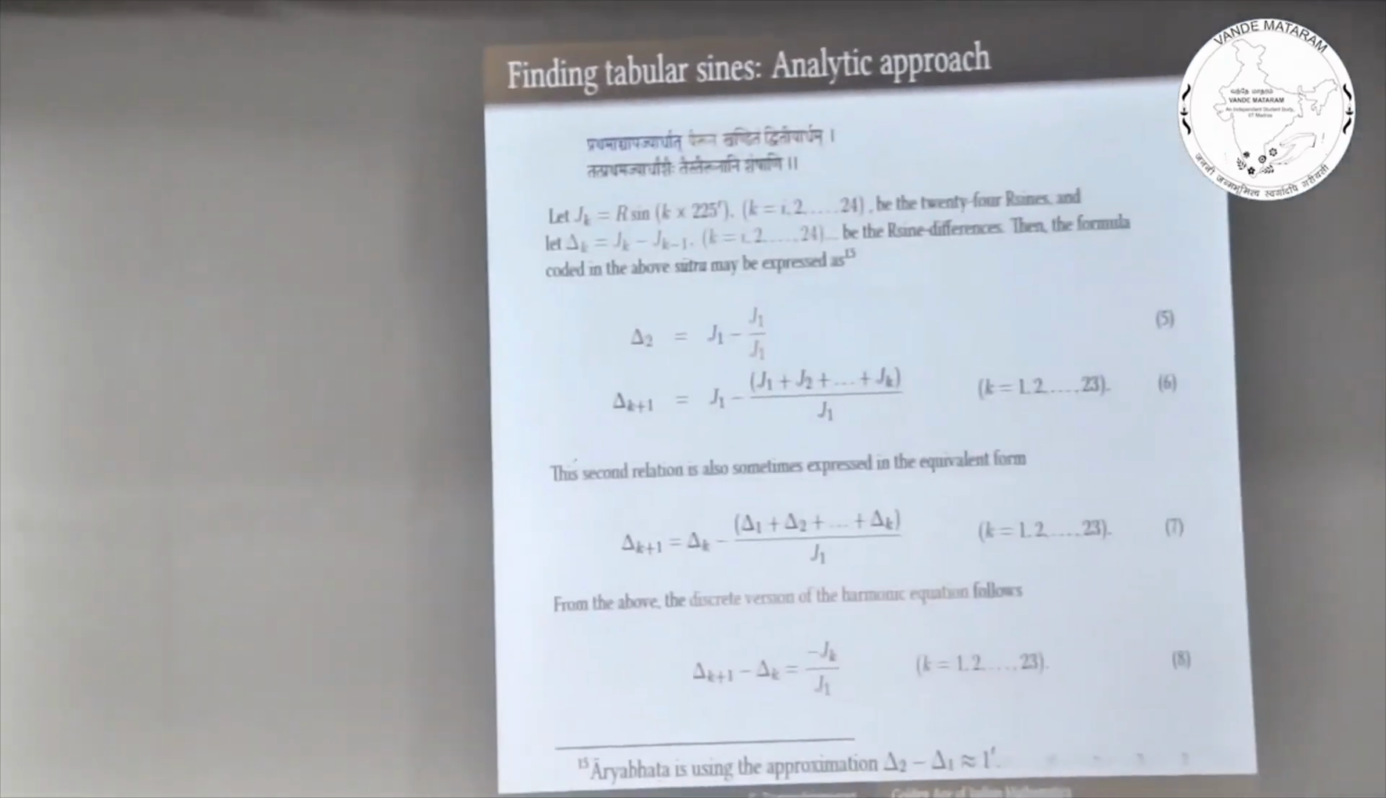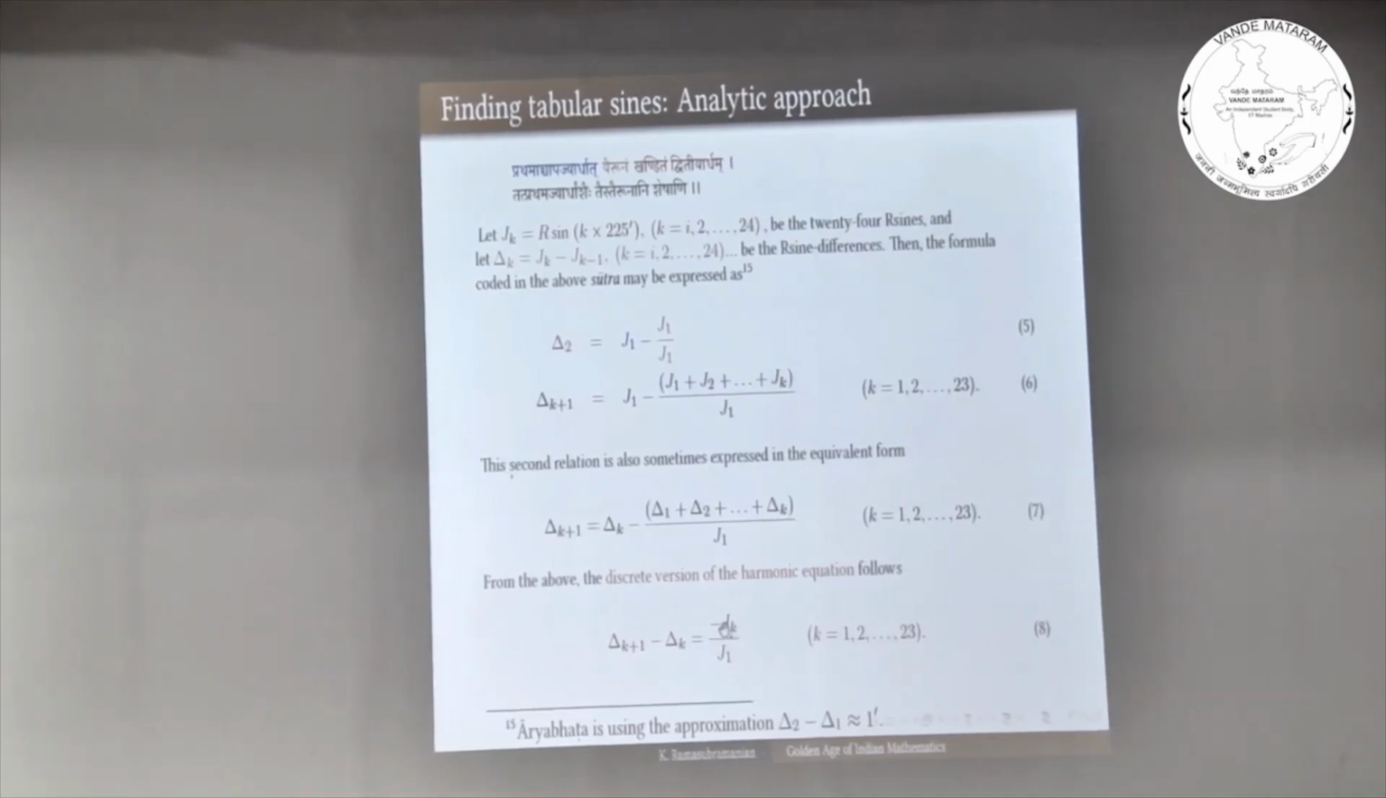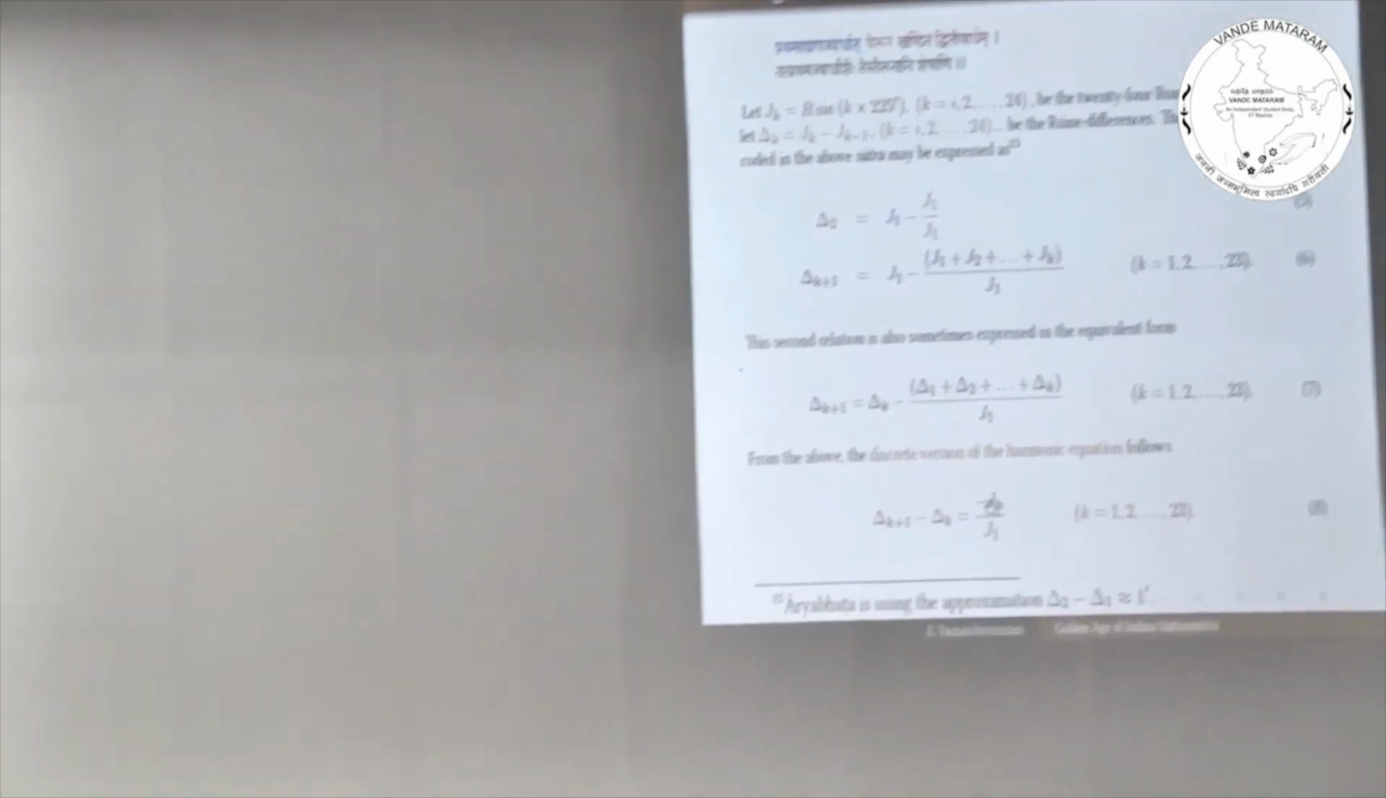Now the second order sine difference is essentially d square y by dx square in its continuous form, and that is the same as this. This is what he meant by the differential equation in the discrete form. So this is what is given by Aryabhata.